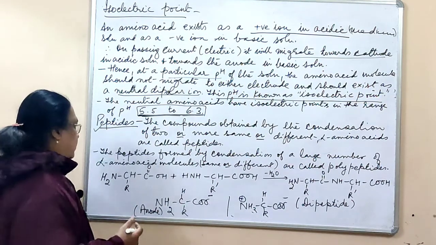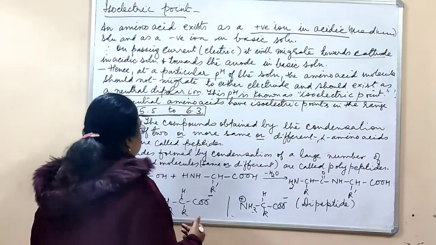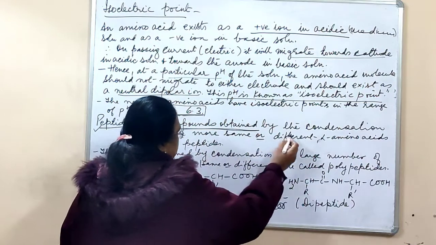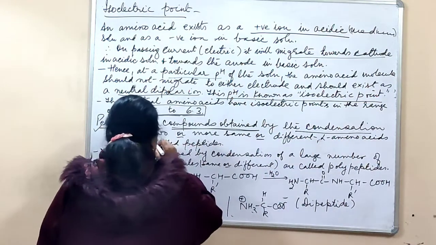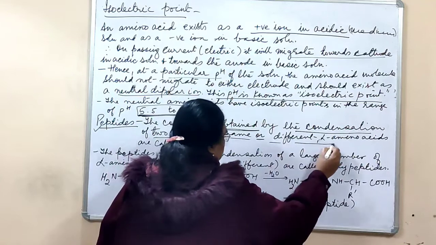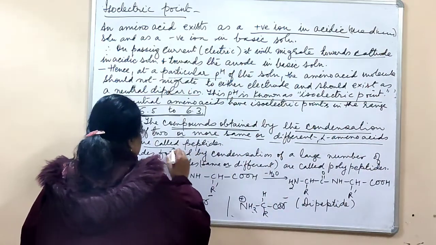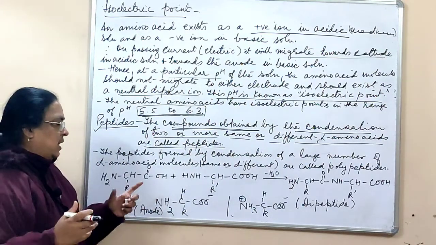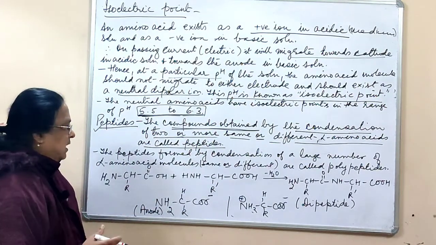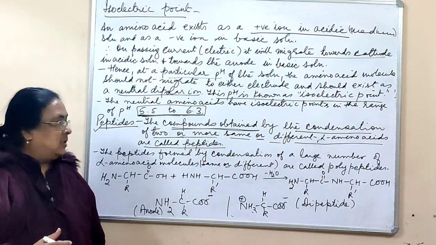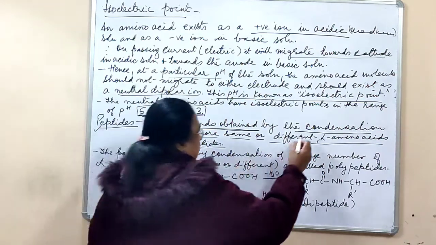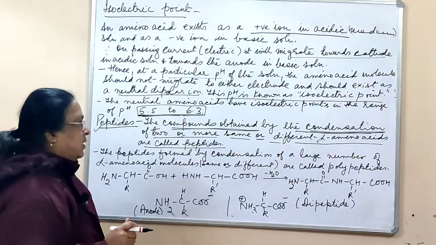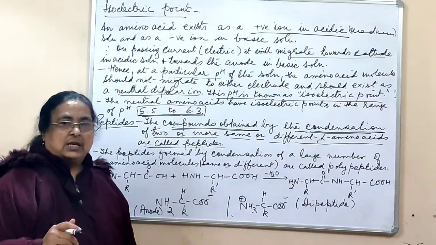So here I have written, then it is called your peptide. The compounds which are obtained by the condensation of 2 or more same or different alpha amino acids are called peptides. So when many amino acids unite together, the molecule is formed by the process of condensation. Condensation is one of the methods of polymerization in which volatile substances are released.